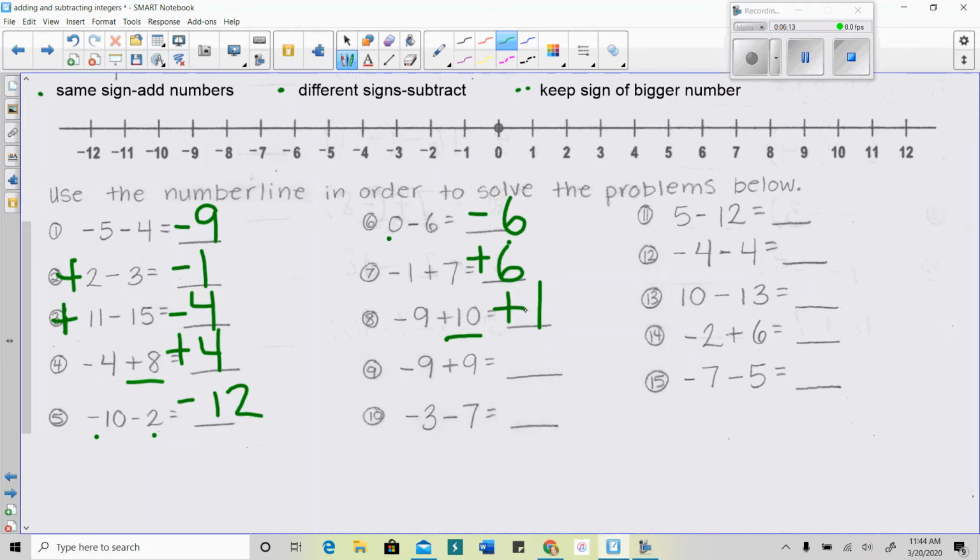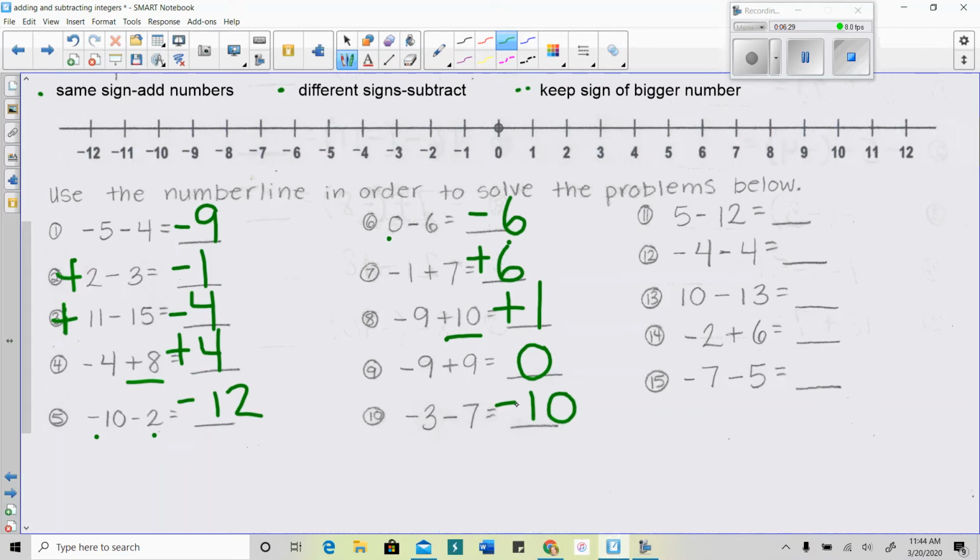Next one, signs are different. 9 minus 9 is 0. That is neutral, so it does not need a sign. Okay, next one. Signs are the same, so 3 plus 7 is 10. They're on the same team, so they go together. They're both on team negative, so we're going to give that a negative sign.